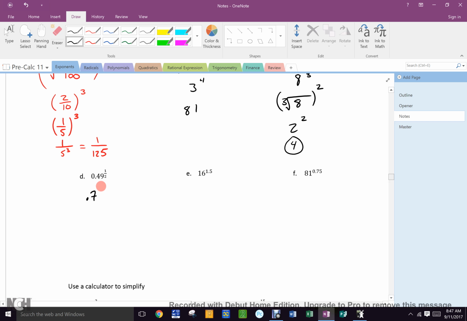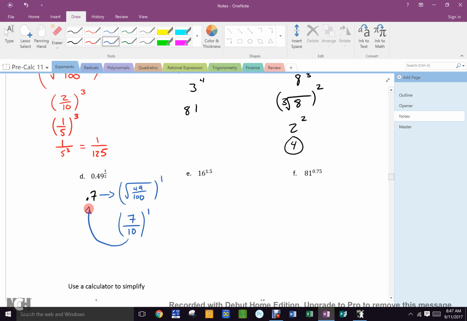To what power? 1. Do we ever write it? No. Now when I write that, it's because I did it in my head. If you're not really getting it, then what is really happening here? This is really the square root of 49 over 100 all to the first power, because these are the same thing, aren't they? The square root of 49 is 7. The square root of 100 is 10. So I have 7/10 to the first power, which of course you all know is the same as 0.7. Right?